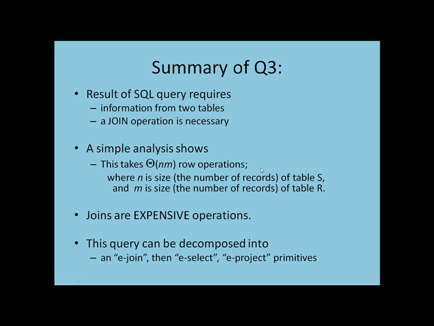Summary of query 3. Result of SQL query requires information from two tables, a join operation is necessary. A simple analysis shows n times m select row operations, where n is the number of records of table S, and m is the number of records of table R. Joins are expensive operations. This query can be decomposed into a join, then a select, a product primitives.